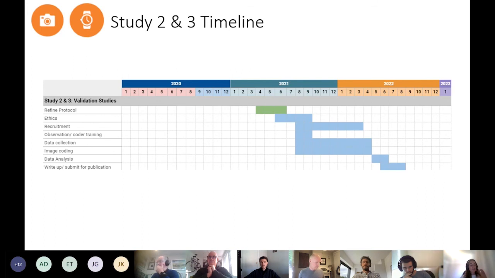For study 2 and 3, I have refined the protocol. The procedures for study 3 have already been approved by ethics, so I have submitted an ethics amendment to include the measures for study 2. Now I'm waiting on ethics approval, and as soon as we get that, I'll start recruitment. And I plan on having these studies finished by this time next year.